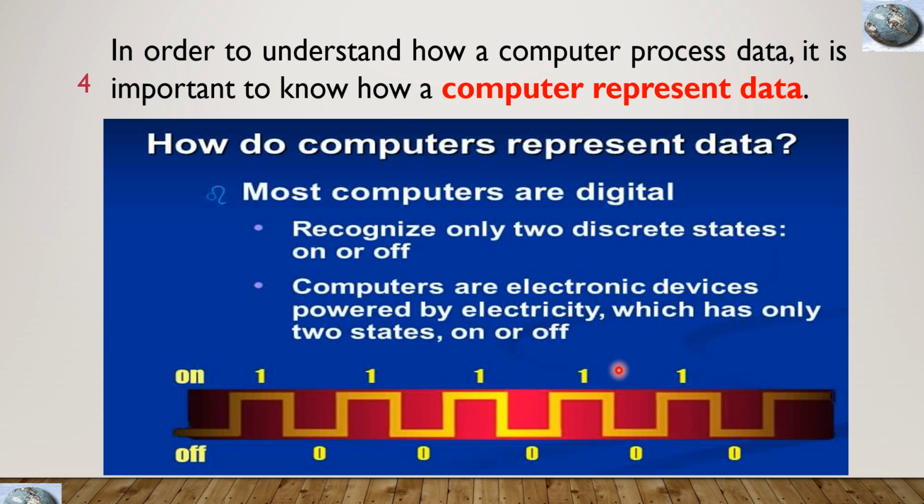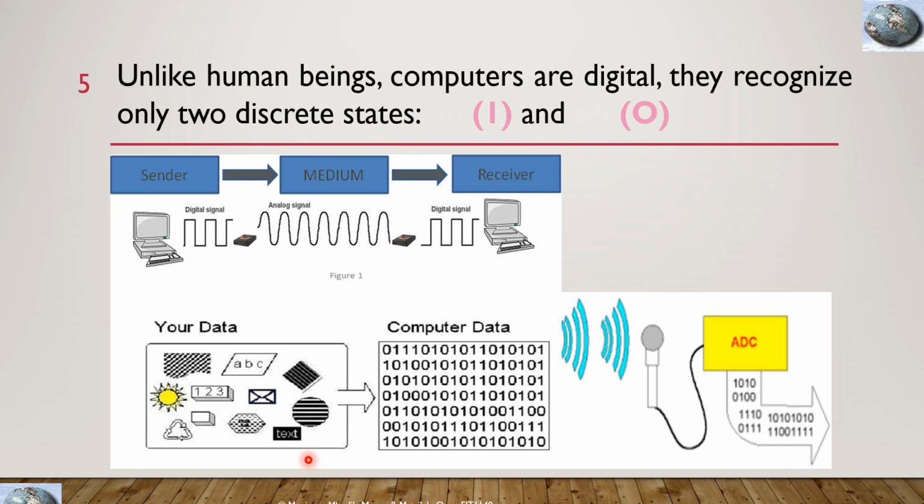So it means that they have only two states, on and off, like what is showing here. When it's on, in the computer it is represented as 1, and when it's off, it is represented as 0. This is what we did in class, so I'm just reminding you.